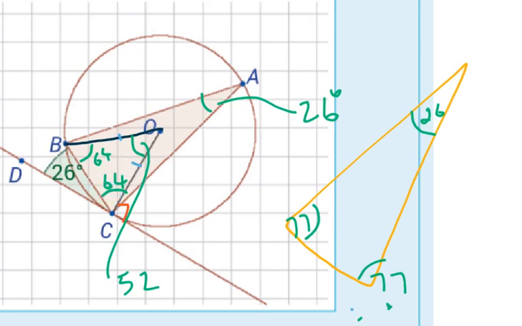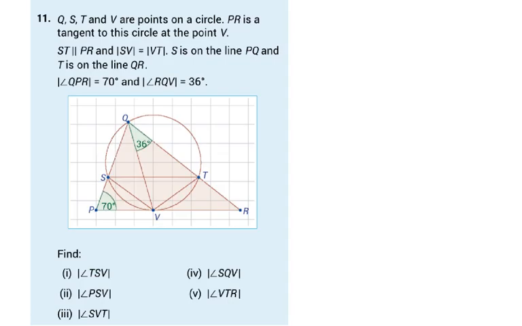So this little angle that I'll do in red, this one there, is going to be 77 minus 64, which is 13 degrees. Notwithstanding any little calculation errors I made here, I hope you have the strategy to do that one. Okay, let's have a look at the next one.